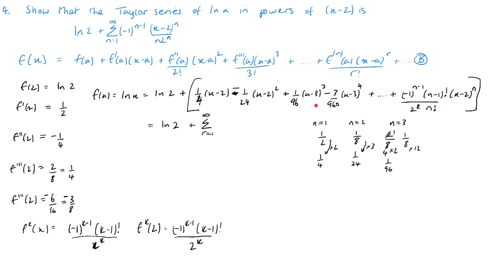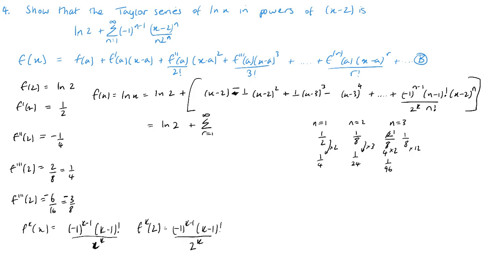Let me just double check these values again. So we got a half, going in here, so that's, these values are wrong. Right, let's do these values from the start.